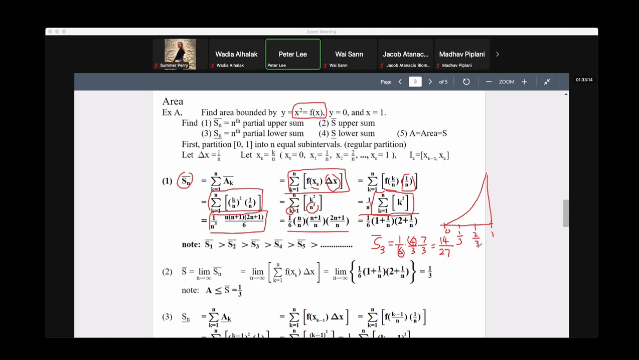Now, we are trying to find the upper sum. So we are going to take this rectangle right here, and then this rectangle right here, and then this rectangle right here. Can you tell me the area of the third rectangle here? We have only 3 rectangles here. What is the area of the first rectangle? Can somebody tell me the area of the first rectangle?